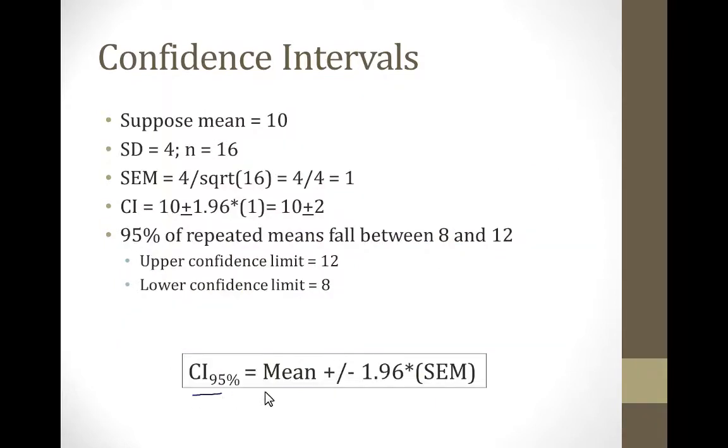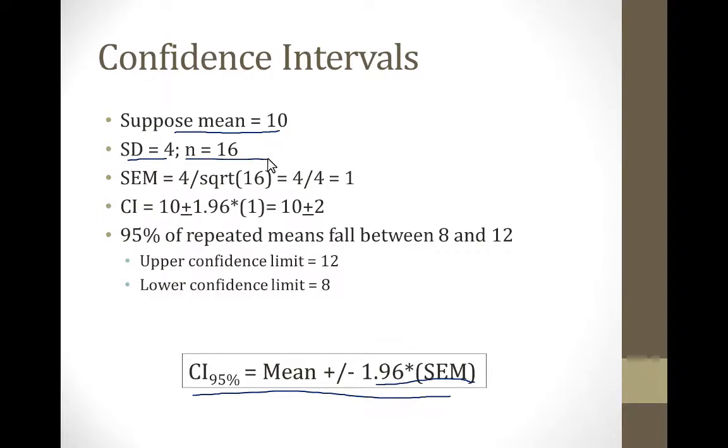This is the equation for the 95% confidence interval down here on the bottom of the screen. It's equal to the mean value plus or minus 1.96 times the standard error of the mean. And let me show you how you would calculate that for a sample data set. Suppose we have a group of measurements and the mean value is 10, the standard deviation is 4, and the number of measurements is 16.